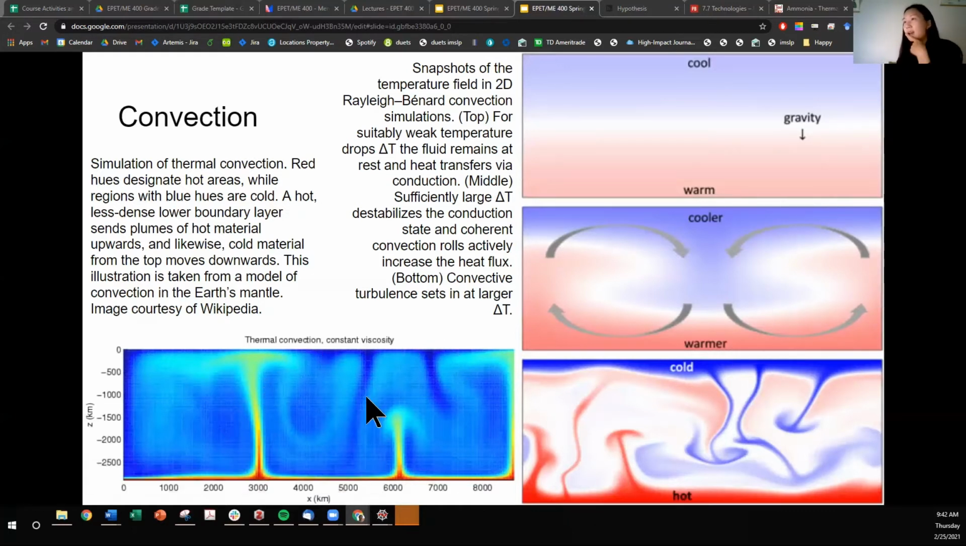Here is a simulation of thermal convection. This is an illustration taken from a model of convection in Earth's mantle. So just know that this exists. And for our smaller spacecraft, we don't use it very much, but it's good to know if you want to work on larger spacecraft.